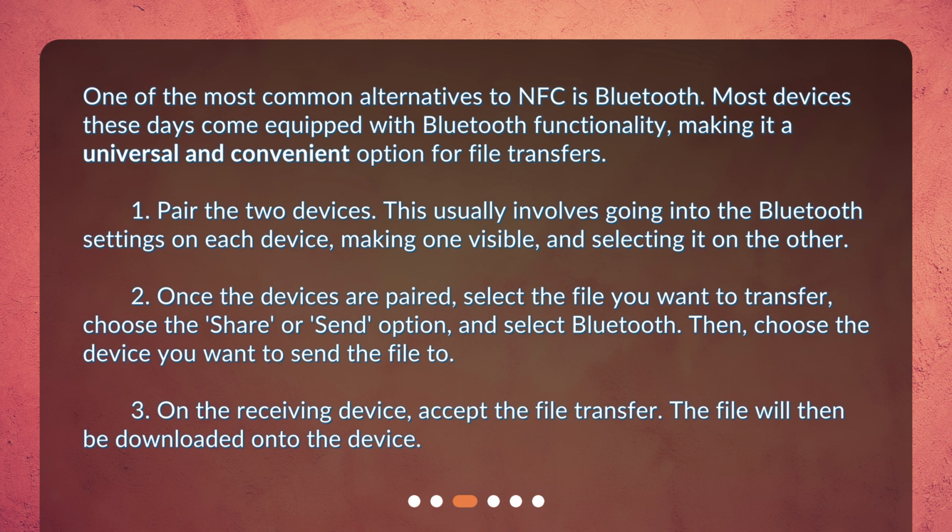2. Once the devices are paired, select the file you want to transfer, choose the Share or Send option, and select Bluetooth. Then, choose the device you want to send the file to. 3. On the receiving device, accept the file transfer. The file will then be downloaded onto the device.